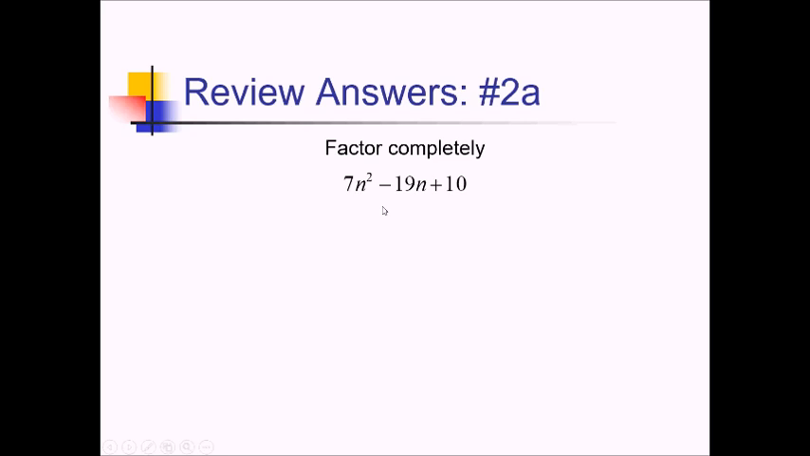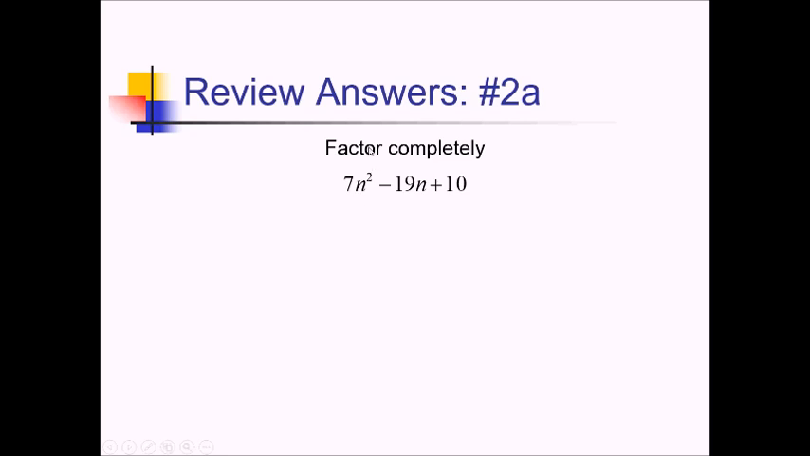With guess and check, you're basically just guessing things that it could be, like 7n and n for factors of 7n squared, and maybe like 2 and 5 for factors of 10, and then multiplying it out to see if you get that middle number of negative 19n. So that's not what I'm going to show you here. We're going to review the AC method.